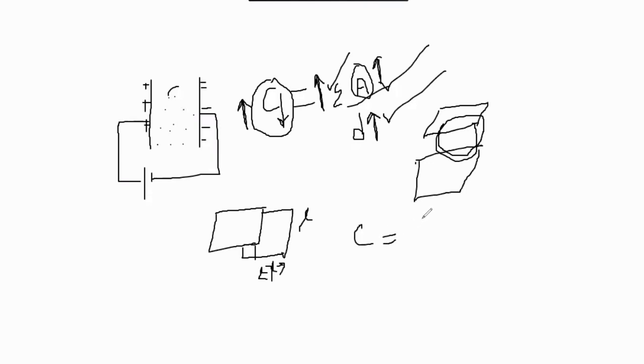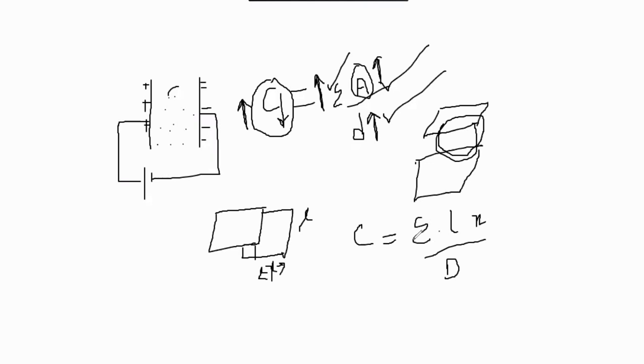C equals epsilon into A, A means area. The area you can write as L into x, divided by t. So C equals epsilon into L into x by t, right?